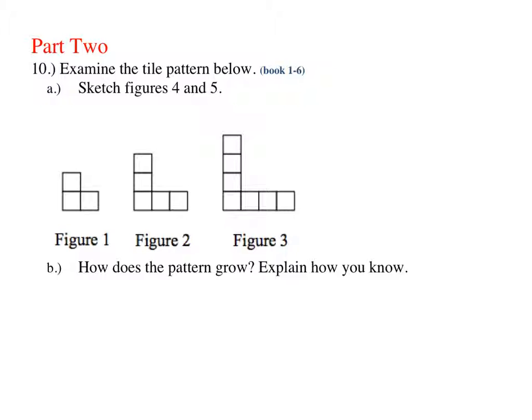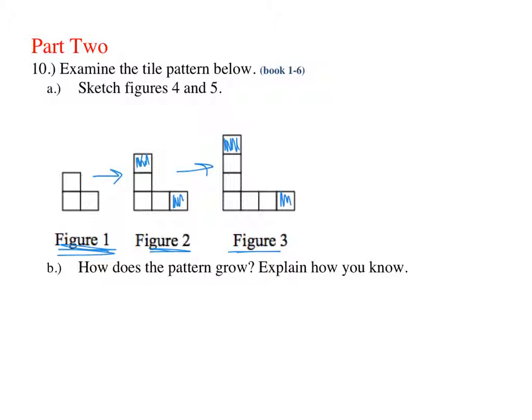So, first I'm going to look at Figure 1 and see, okay, when I go from Figure 1 to Figure 2, what's going on? And I immediately notice that we're adding a block on the top and a block on the side. So think about adding a block to the first column, and then adding another column at the end. From Figure 2 to Figure 3, we're doing the same thing. We're adding a block here and a block here.